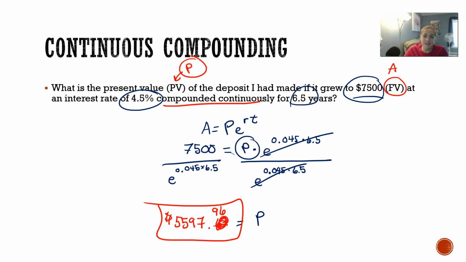Okay. So it looks like we need to initially invest at least $5,597.96 to get to that $7,500 goal. So that's kind of the use of this formula, right? Working this way, we can figure out what we need to start with to where we want to end at. So keep working. Make sure you're identifying the difference between the compounding formula, the one we did in the beginning, and the compounding continuously formula that we did at the end.